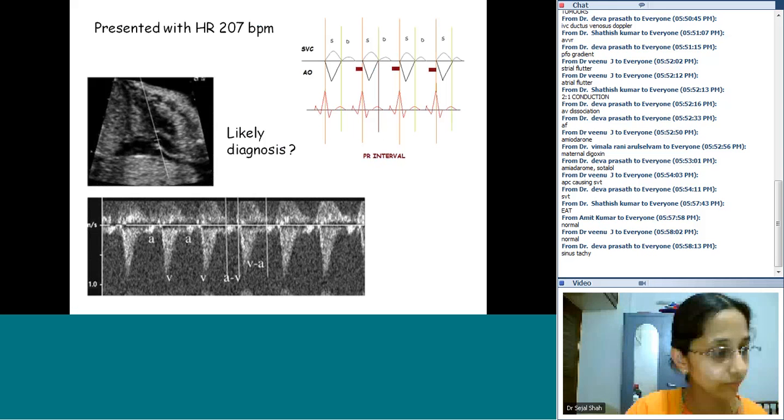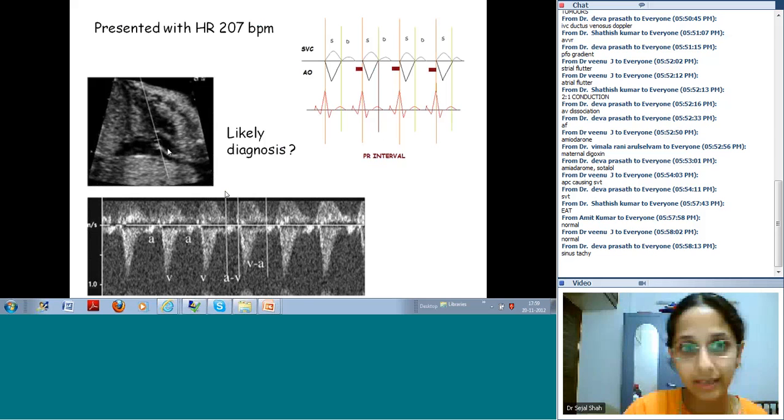Okay, now this figure, as you can see, this is the SVC. This is the 3-vessel view. This is the SVC, this is the aorta, and this is the pulmonary artery. So this is the Doppler which is taken at the aorta SVC junction. So far, whatever Dopplers we have taken were at LV inflow outflow, and this is aorta and SVC.